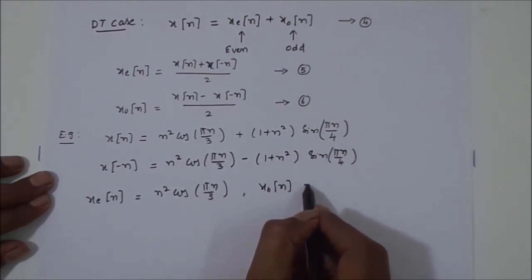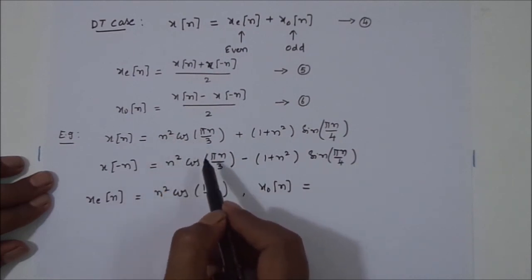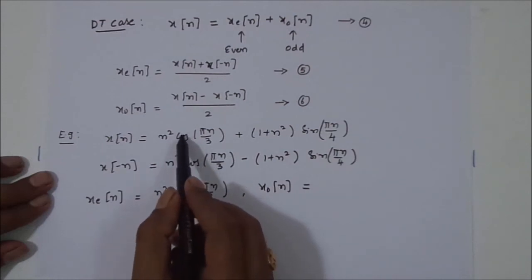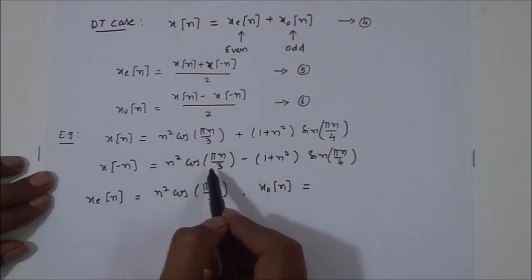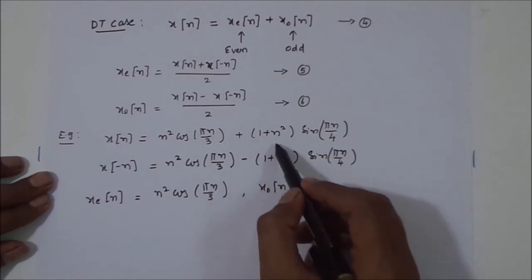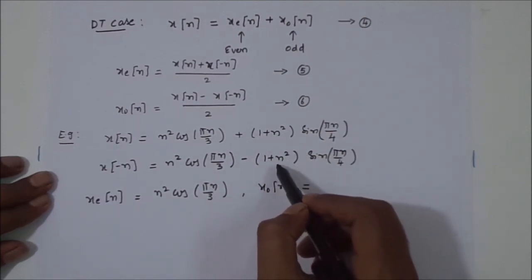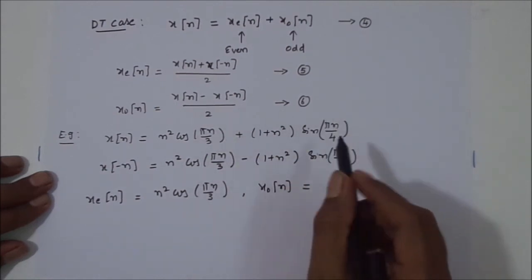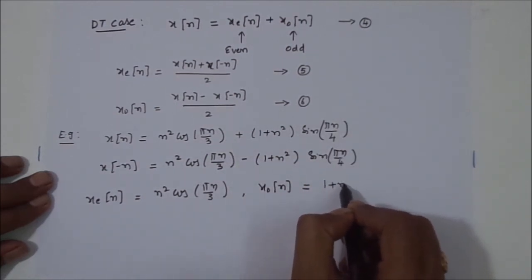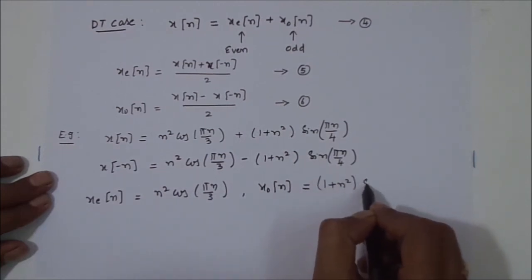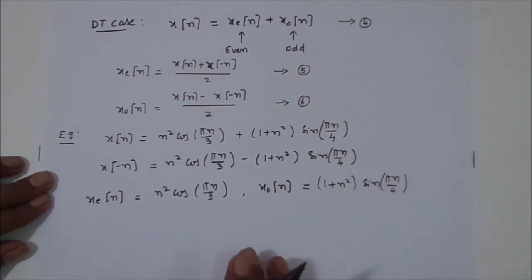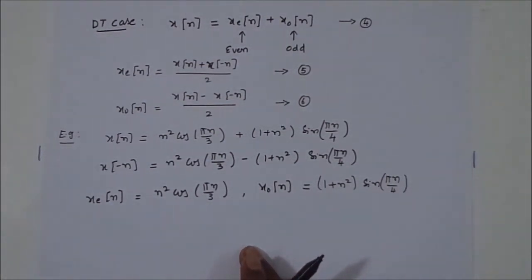Similarly, xo of n. So xo of n will be equal to x of n minus x of minus n, divided by 2. Obviously n square cos pi n by 3 will get cancelled out. So I'll get this plus this, that will be 2 times 1 plus n square into sine pi n by 4, divided by 2. The 2 gets cancelled out. I'll get 1 plus n square into sine pi n by 4. So by inspection also we got the same answer, and using equations also we got the same answer.